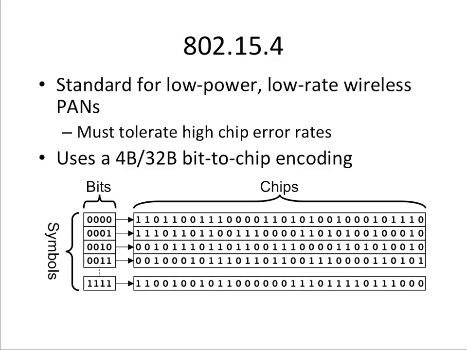So is the bit rate higher than the chip rate, or is the chip rate higher than the bit rate in this case? The chip rate's higher. Okay, good. Now, if we increase the chip rate by a certain amount, will the bit rate go up? Yes, it will, but not by the same amount, right?